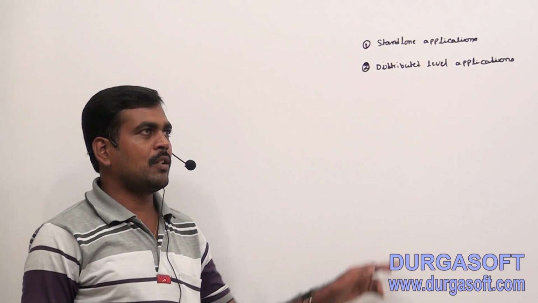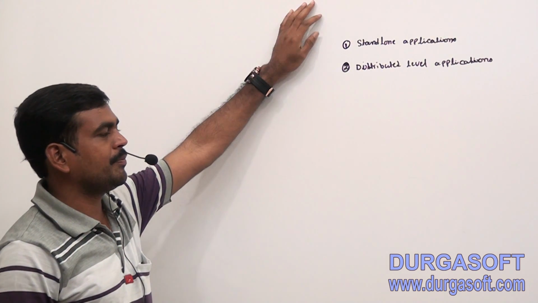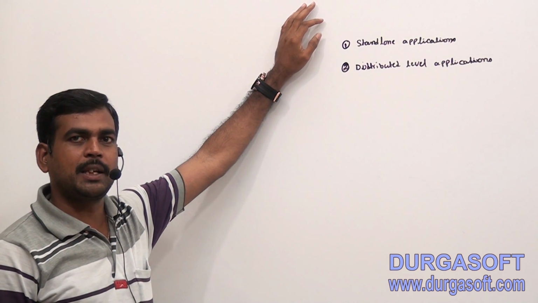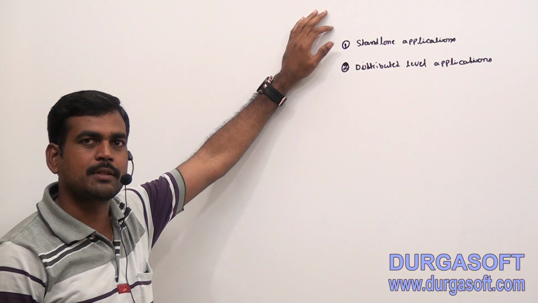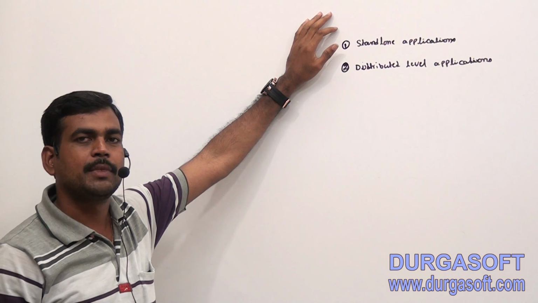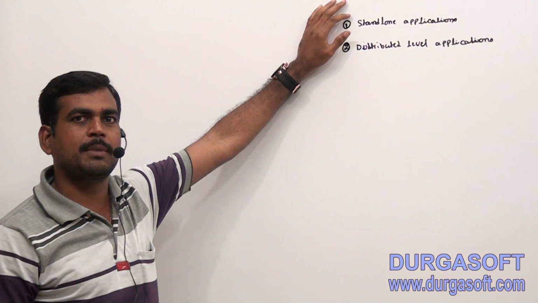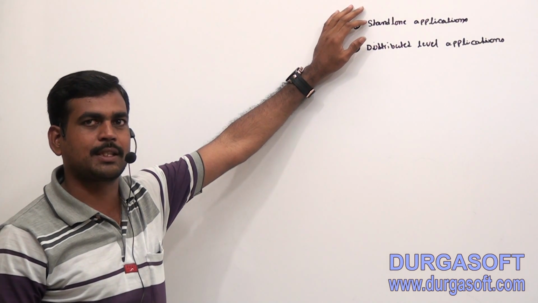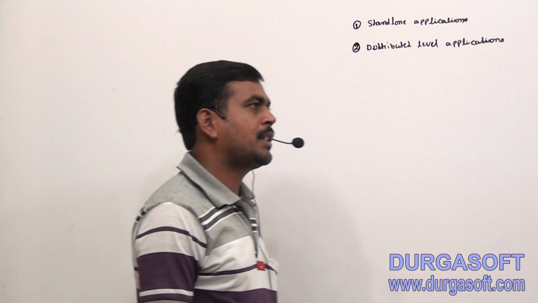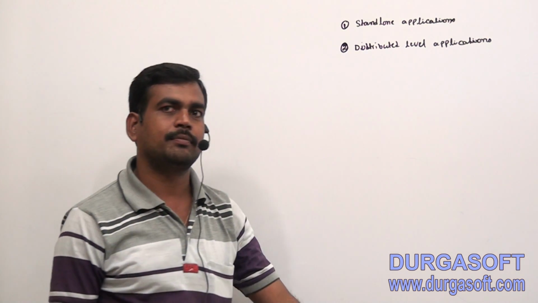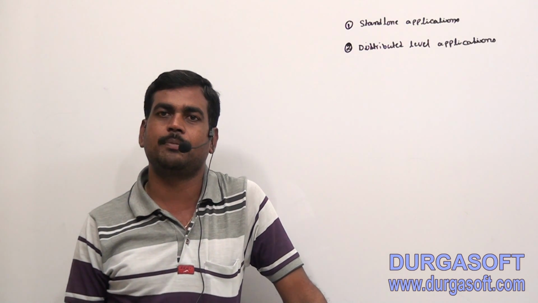What is the standalone application? What is the distributed level application? A standalone application is an application that provides the services only for one client at a time across the network. Such types of applications we call standalone applications. For example, Turbo C editor is one of the standalone applications.